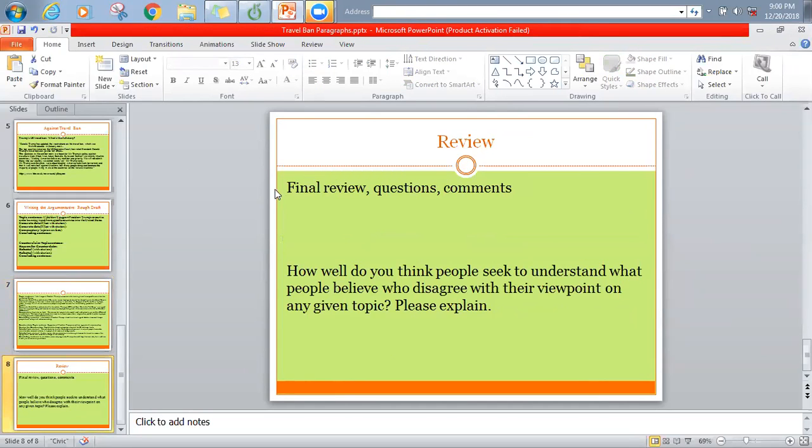Okay, so here's our review. I just went over the review there. I wanted to see if you have any questions or comments about this. And then here's my last question to extend our thinking and apply this to thinking about the present and the real world. How well do you think people seek to understand what people believe who disagree with their viewpoint on any given topic? And then just explain, why do you think that is?